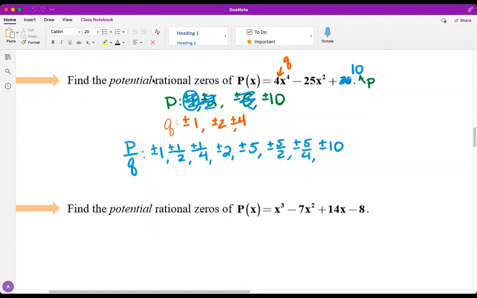I want you guys to try that same process with this next polynomial just below the one that I just did. The P's are based on the number -8, and the Q's are based on the number in the very front. Think to yourself, what would the number be in the front if there isn't a number in the front? 1, that's right. So our Q's are based on the number 1, which means the only factor is 1. So we already have half of this done. You guys figure out your P and then sort out your P divided by Q list.